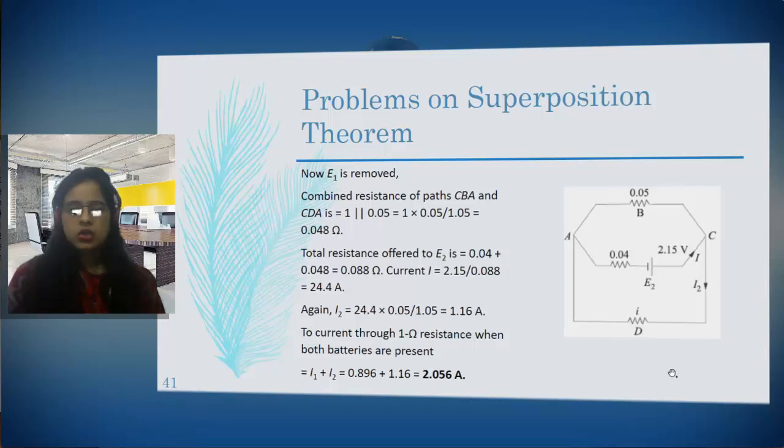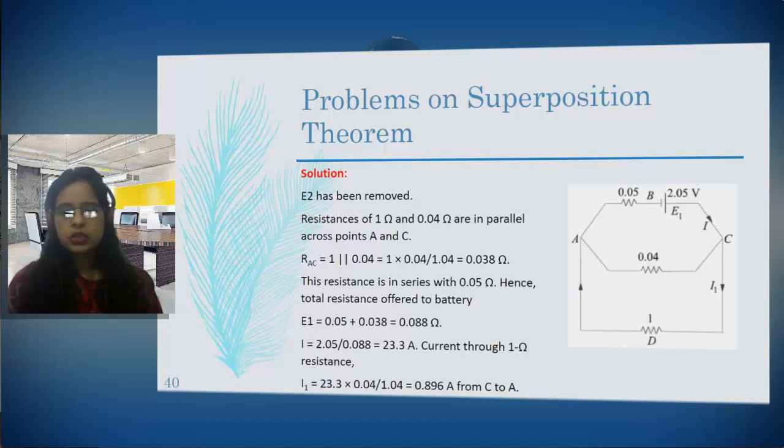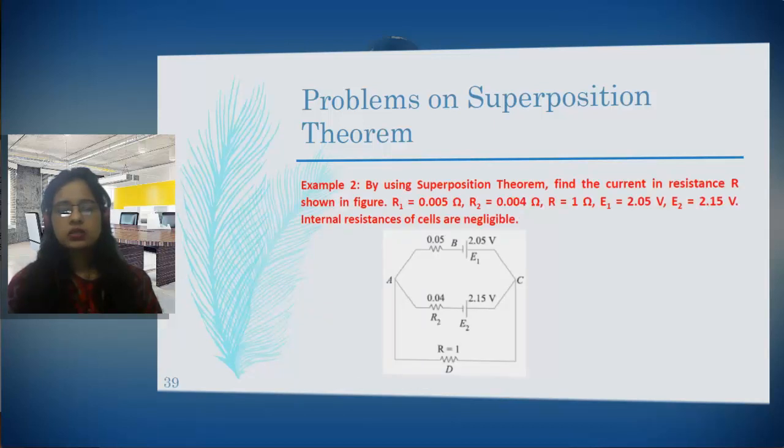Okay. So this is again a very simple application of superposition theorem. I hope the numerical is clear. I hope superposition theorem is clear. I hope its application in solving networks is clear. If you have any doubt, you may ask me. Okay, you may surely ask your problems. If you have any kind of doubt, you can always ask me. Okay, so these two are very simple numericals on superposition theorem.